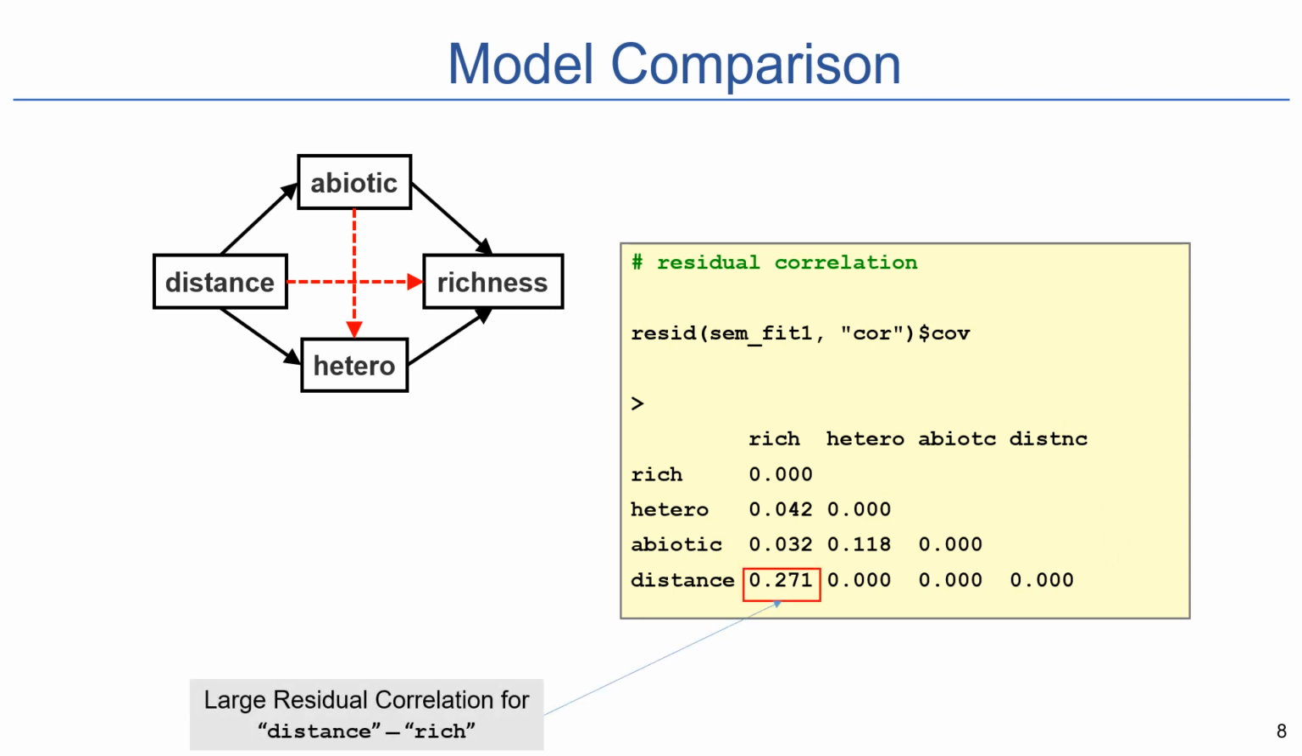As you can see here, there is a big difference between the observed and the model-implied correlation between distance and richness. So we can say that both the chi-square statistic and the residual matrix show us that the link from distance to richness should be included in the model.